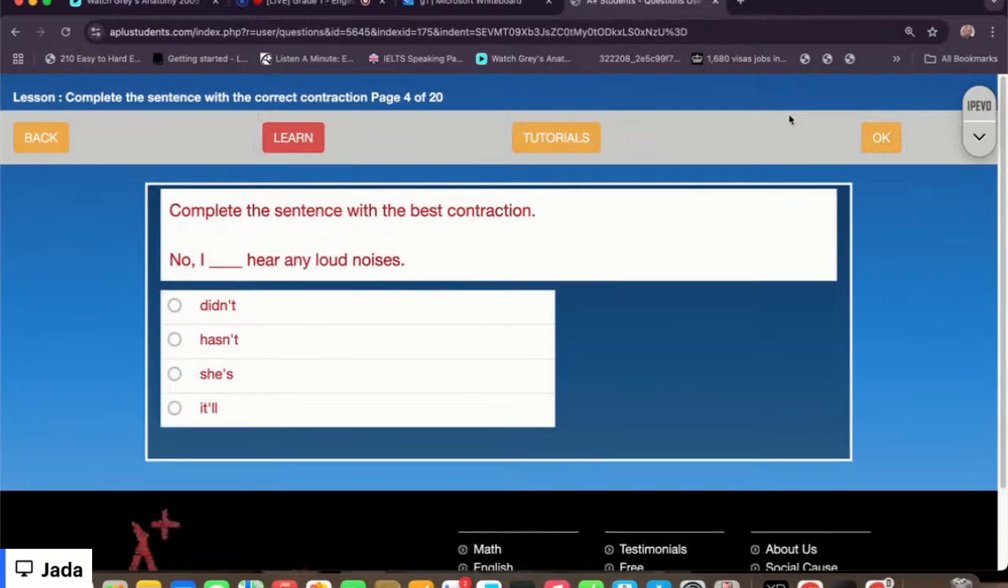So we have, no, I dash hear any loud noises. So what's the right one? No, I didn't. No, I hasn't. No, she is. No, it will. What is the right one? The right option here. Okay, think about it and tell me. Let's see.